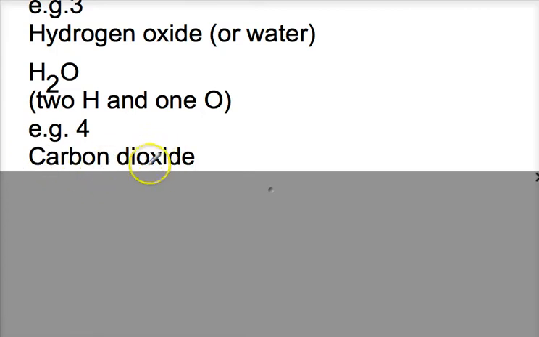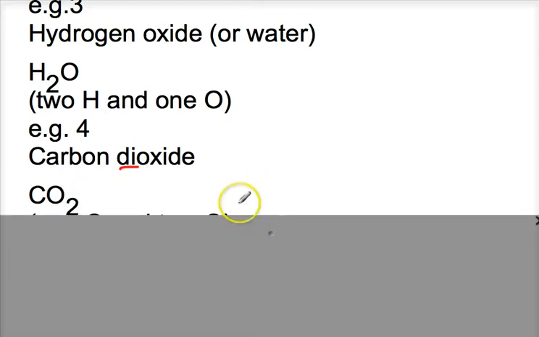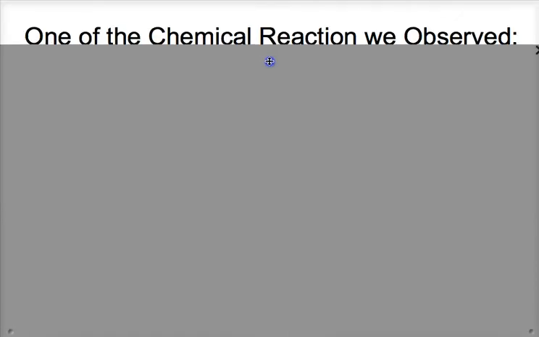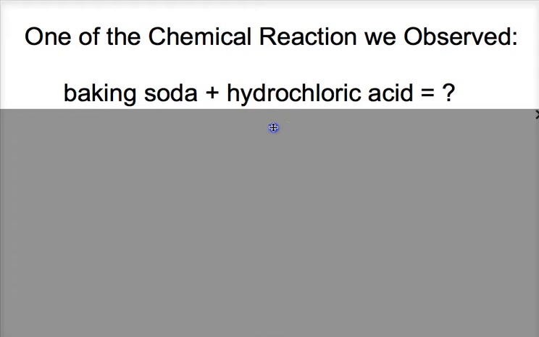Carbon oxide, it's telling us there's oxygen, but di is telling us there's 2 oxygens. Chemical formula would be CO2. So let's go back to the baking soda, the sodium hydrogen carbonate.